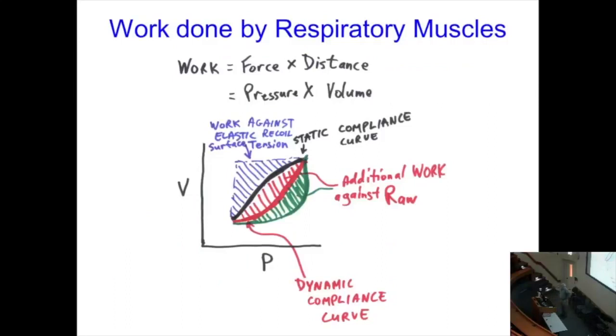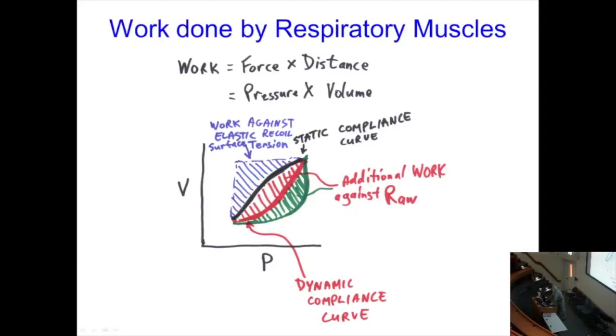Okay, so work of breathing. If you took high school physics, you know that work is force times distance. And the equivalent of this in the respiratory system is pressure times volume. So we have our pressure volume curve. We talked about the static compliance curve. That's this black line.